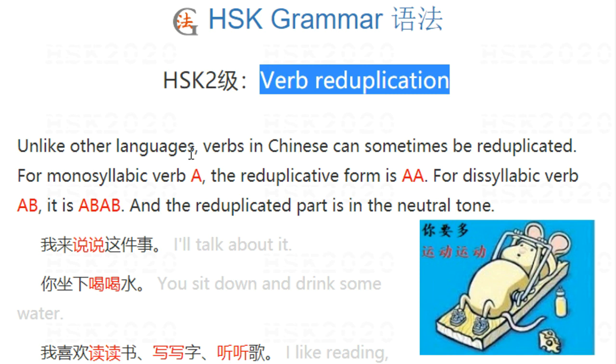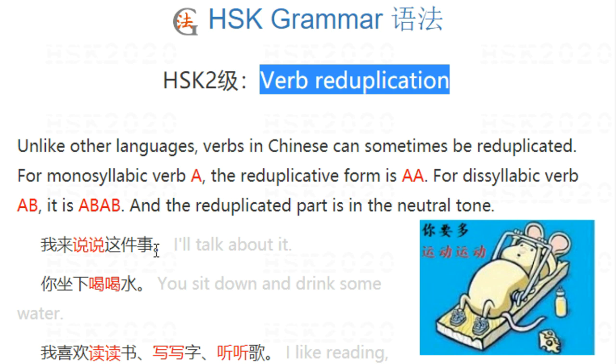Unlike other languages, verbs in Chinese can sometimes be reduplicated. For a monosyllabic verb such as A, the reduplicative form is AA. For verbs with more than one character, or disyllabic verbs AB, it is ABAB. And the reduplicated part is always in the neutral tone.